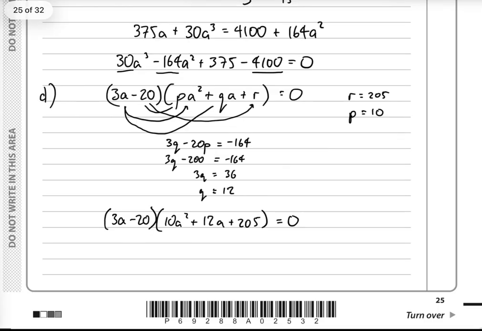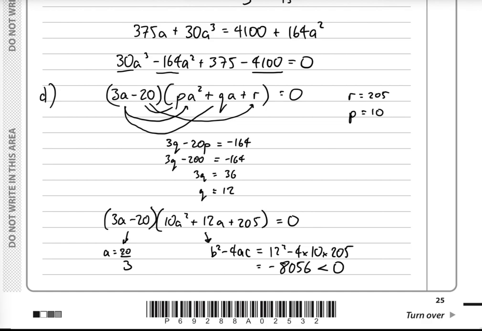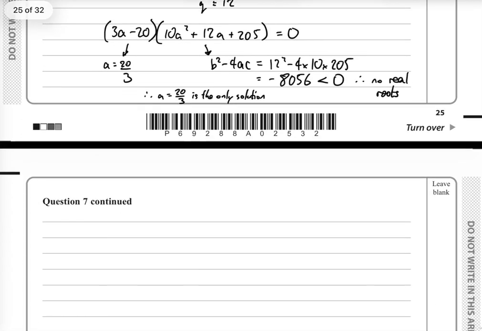And then we need to show that this is the only solution. And to do that, we're going to show that b squared minus 4ac is negative here. That's 12 squared minus 4 times 10 times 205, which is negative 8056, very much less than 0, therefore no real roots. Therefore a equals 20 over 3 is the only solution. That's the end of question 7.